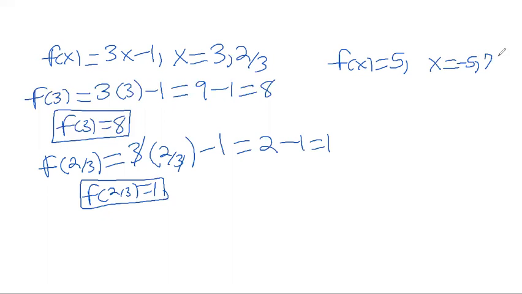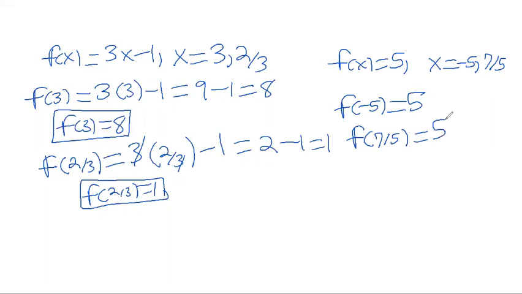Now suppose I have another function, f of x equals 5, for the values x equals -5 and 7/5. F of -5, well, -5 goes here, and for every x, I plug in a -5. But wait, there's no x here. So there's nothing to plug in, it just stays 5. That means no matter what x value I plug in, it's going to be 5. So it's a constant function. It's always 5. So if you want to do 7/5, it's 5. I could put 1,000,000, it doesn't matter. It's always going to stay 5.